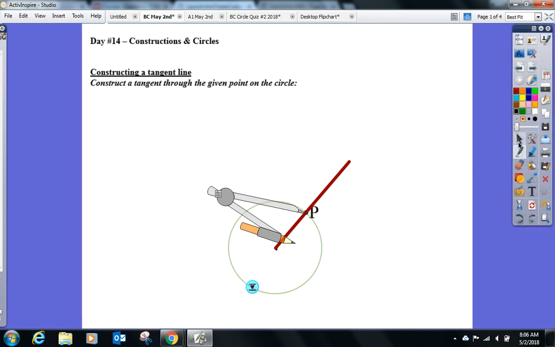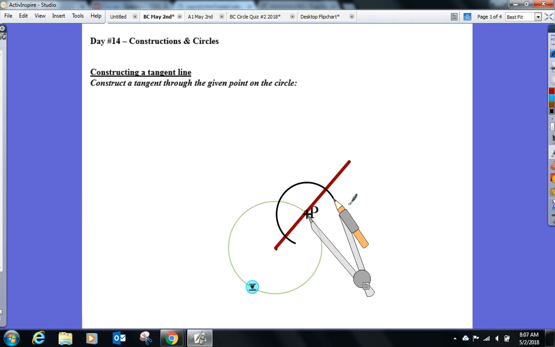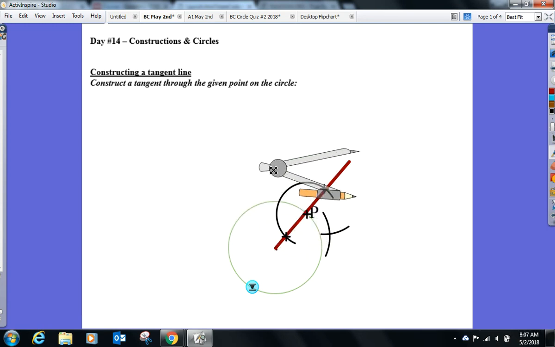It can go above or below. It does not matter. Now where? Go to either point of intersection on the radius. And again, you can open or close your compass from here. Go to either point of intersection. Make two more arcs. And then when you're ready, grab the straightedge and draw in a tangent line.